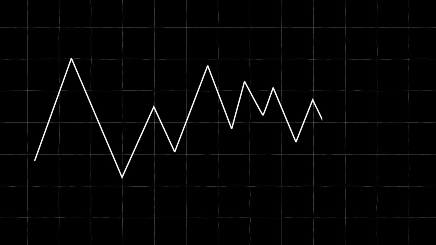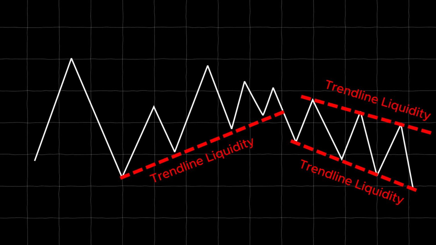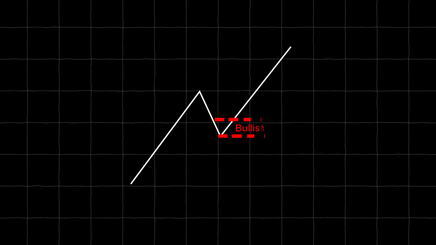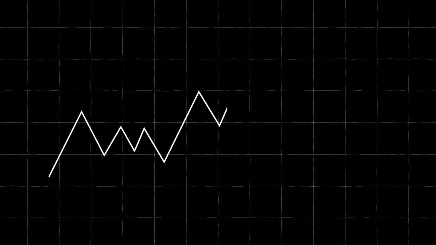Liquidity is also found below and above trend lines. Just like in this example, if a trader has opened a buy with a stop loss below the trend line, this move most likely stopped him out, taking his liquidity. This is the psychology of trendline liquidity. Bullish order blocks can also act as liquidity areas, and the same goes for bearish order blocks. Support and resistance zones are also another area to spot liquidity.